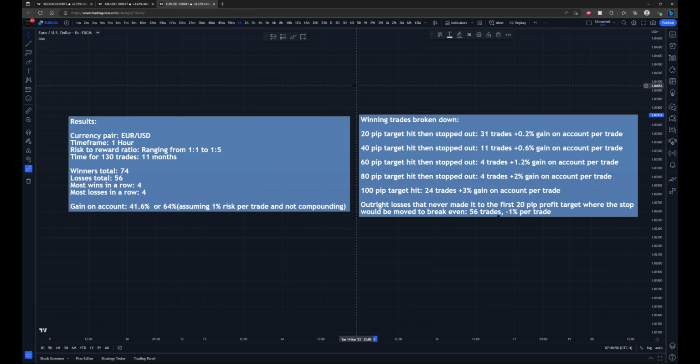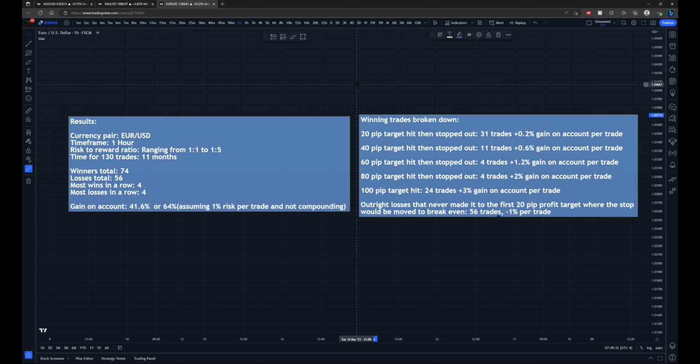The time for 130 trades was 11 months, which is pretty standard for a 1 hour time frame test. And the total winners was 74 out of the 130, and the total losses 56 out of 130. The most wins in a row was 4, and the most losses in a row was also 4. And the gain on the account figure, 41.6% or 64%, depending on how you do the take profit. So let's talk about that math in just a sec. And this also assumes a 1% risk of account equity per trade and also not compounding.